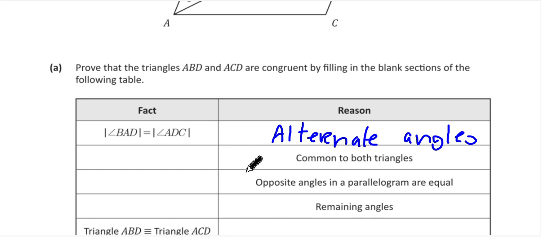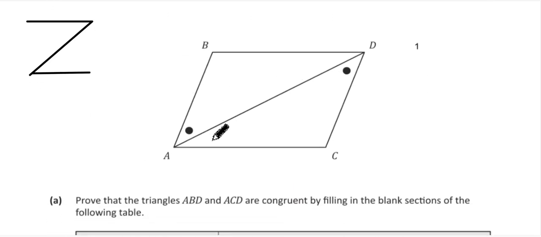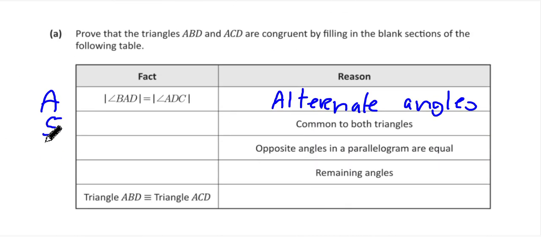Now, the next thing it goes for is common to both triangles. It has to be a side, because angles are not common, so it has to be the side AD. Would everybody be happy with AD? That's the common side, isn't it? So it's quite simply AD equals AD because it's a common side to both triangles. Okay. Finally, opposite angles in a parallelogram are equal.